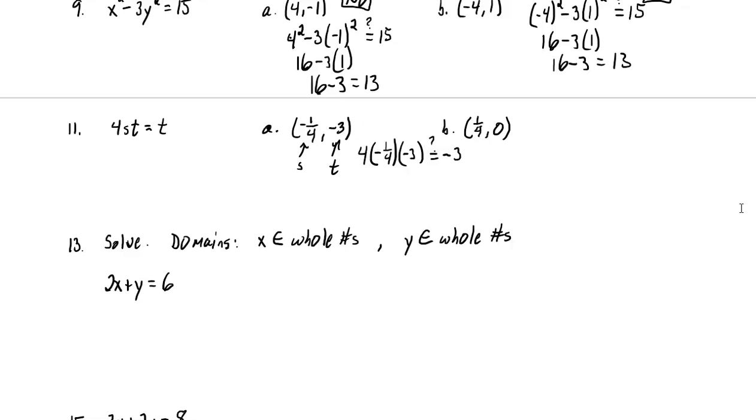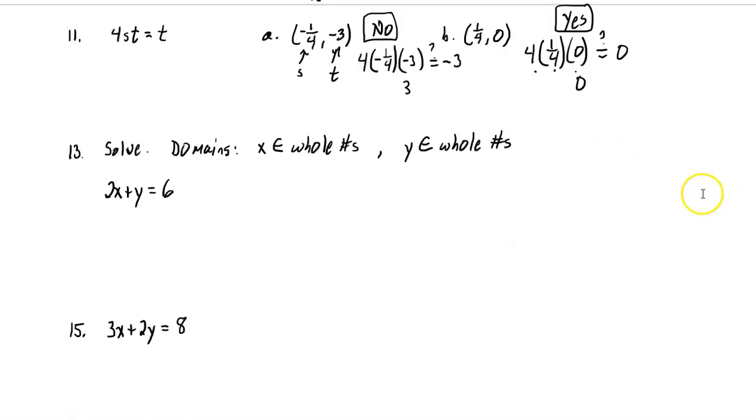The 4's reduce, creating -1, and -1 times -3 is 3. That does not equal -3, so this is no. Now the second ordered pair, 4 times, fill in the number for s, fill in the number for t. Does that equal 0? Yup, if you multiply these three numbers and one of them's a 0, then you do get 0. So this is yes.